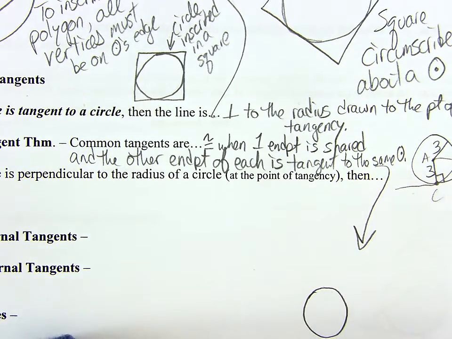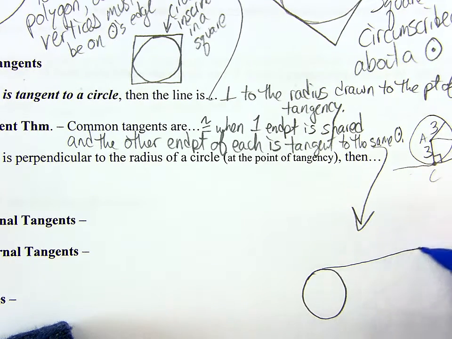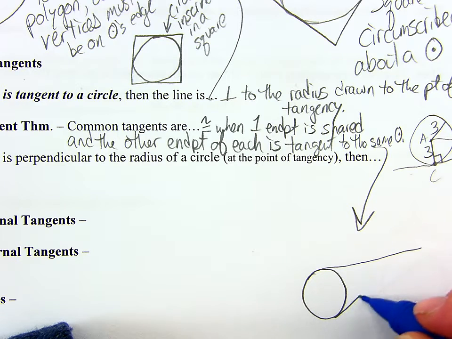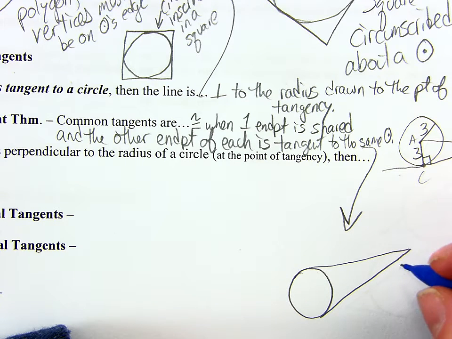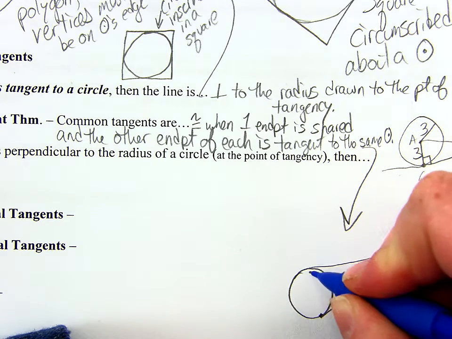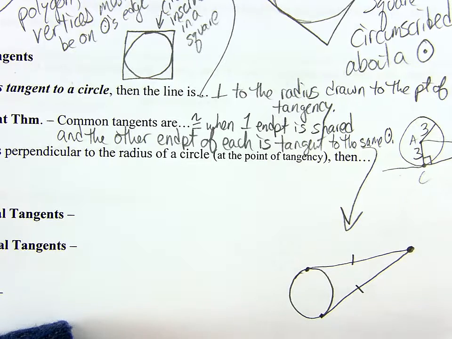It does. All right, so here's what this theorem is telling us. Say I have a circle and I have two lines that are tangent to the same circle. That might look something like this: a tangent coming off there and a tangent coming off here. In this scenario, when the two tangents meet at a common point, one endpoint is shared, and the other endpoint of each one is tangent to my circle. So if I have that scenario, here's what I know about those two tangent lines. They're congruent to each other.